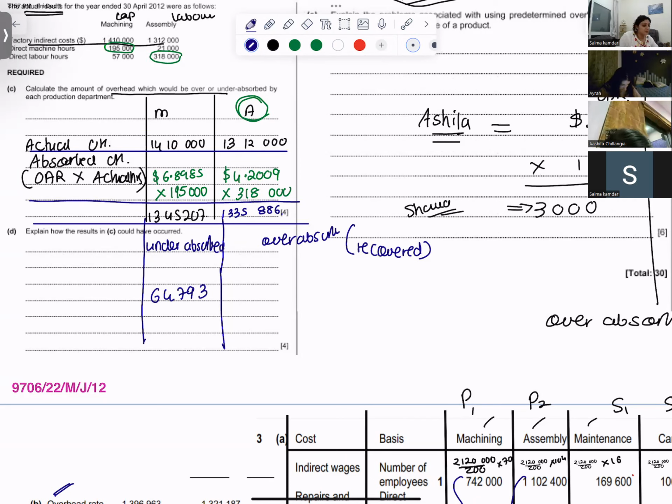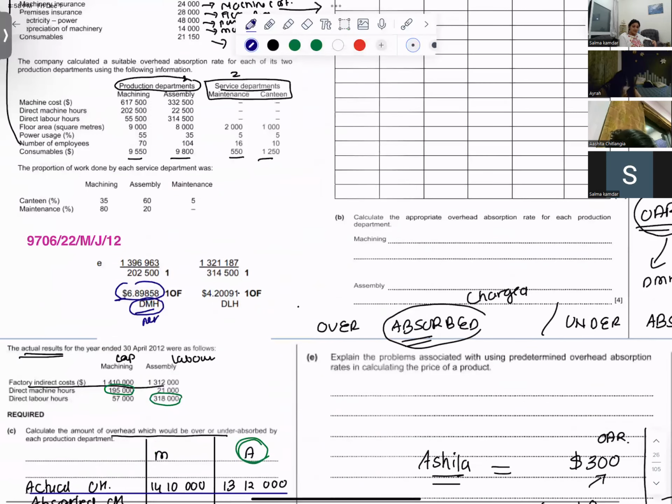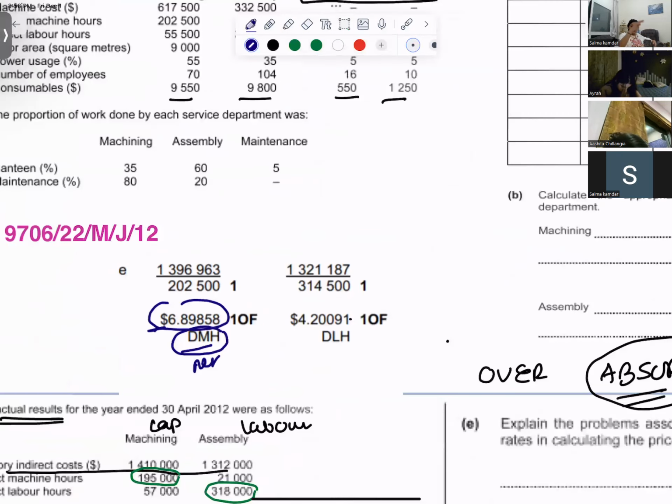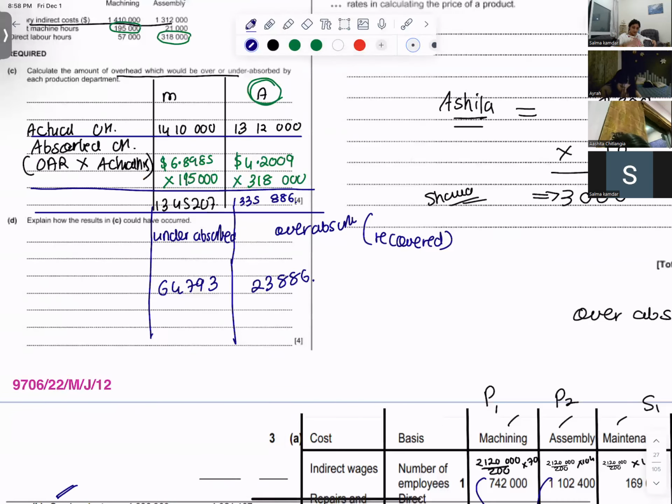Come on, over here, under absorbed or over absorbed? 1312,000 minus 1335,886 is 23,886. So you have over absorbed. Miss, but now it's not matching with the MS. It will not match because there is a difference in the decimal points. We are taking only up to 4 points. MS is taking up to 5 points. Okay, fine. So come on. First thing, what do you do?